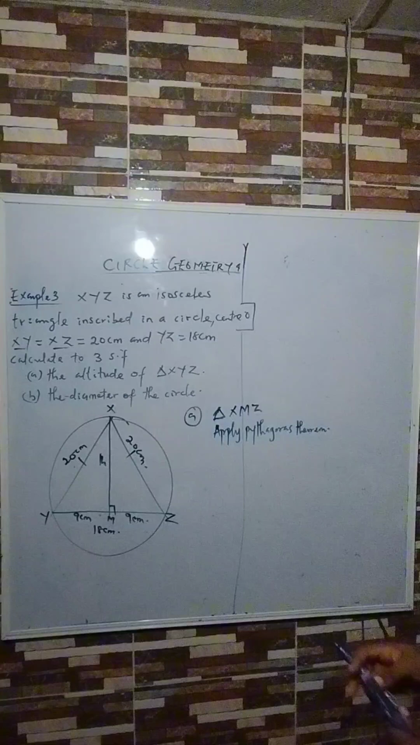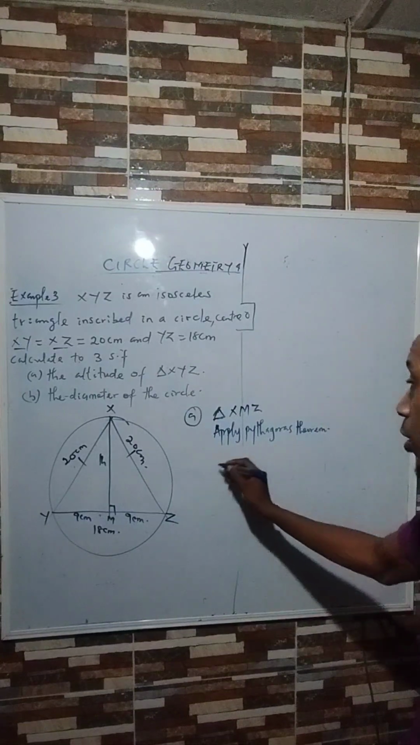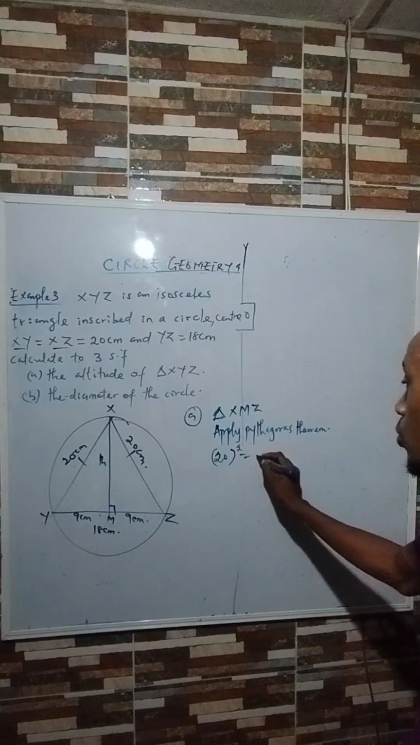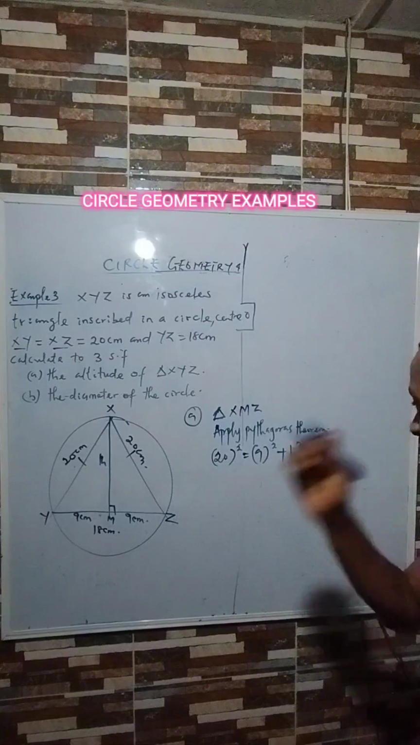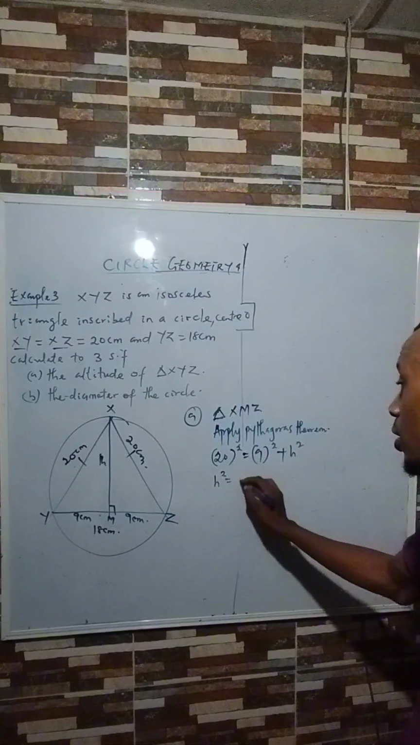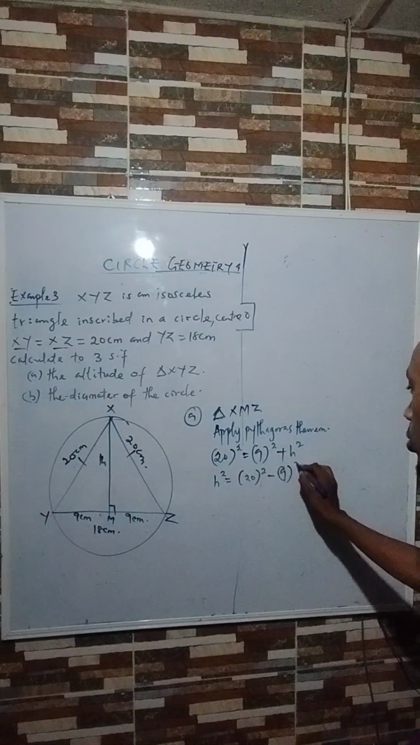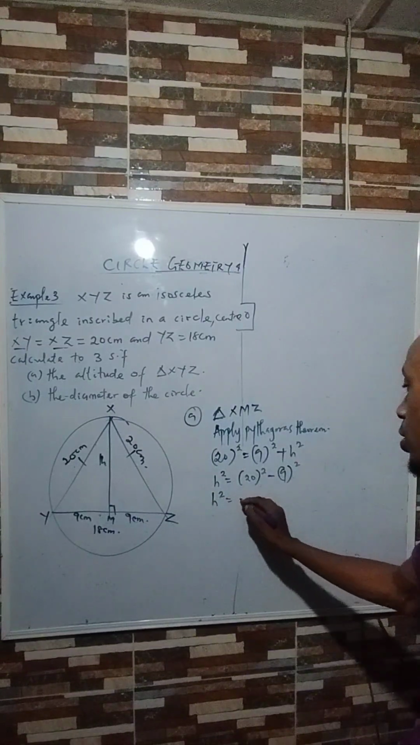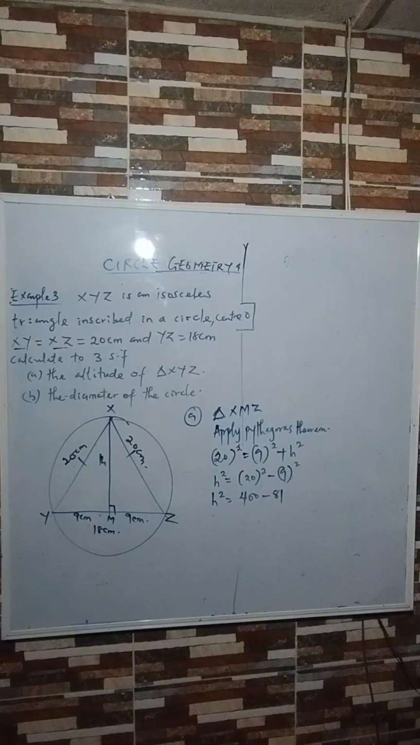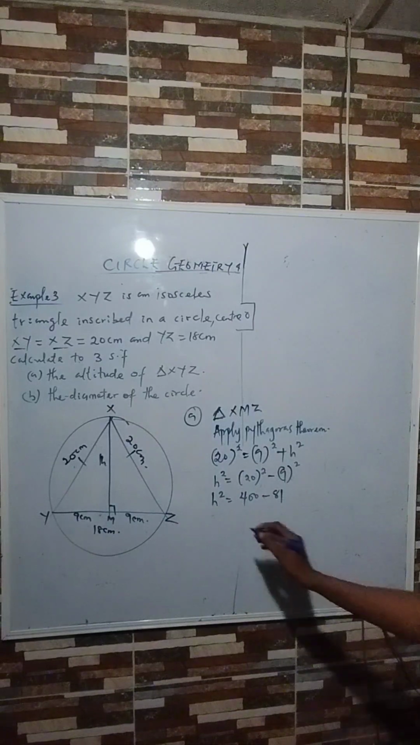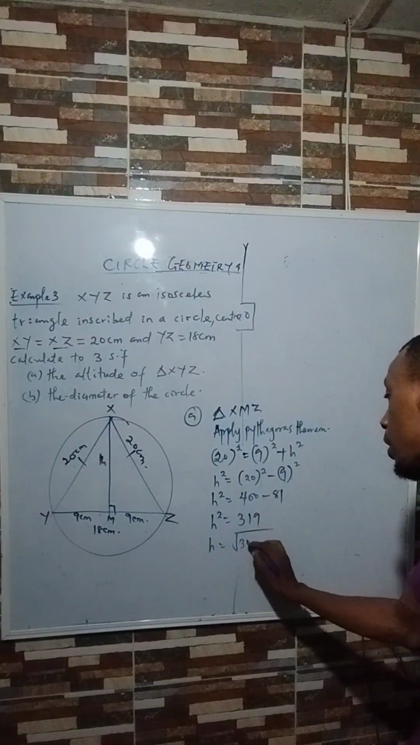If we apply Pythagoras theorem, we have what we refer to as the hypotenuse squared. And what is the hypotenuse here? The hypotenuse here is 20, so 20 squared is equal to 9 squared plus h squared. So h squared is equal to 20 squared minus 9 squared. So h squared is equal to 400 minus 81, which gives us 319. So h squared is equal to 319, and h is equal to the square root of 319.